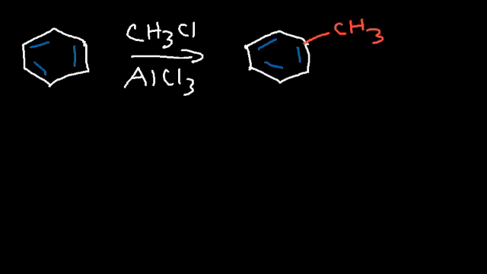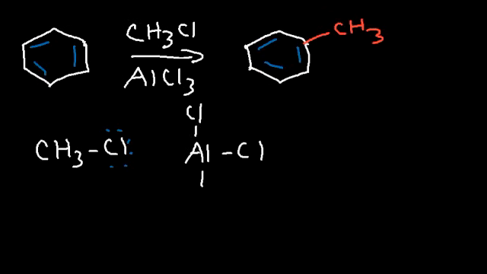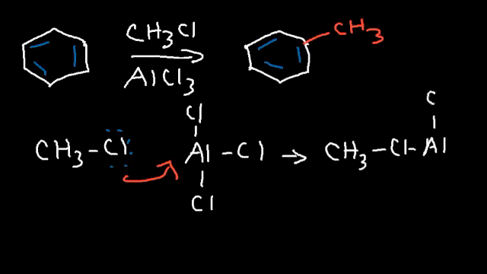So the first thing that's going to happen is the methyl chloride will react with the Lewis acid catalyst. This step is similar to the last example. And so we're going to get this intermediate. The aluminum atom has a negative formal charge, and chlorine will have a positive formal charge.